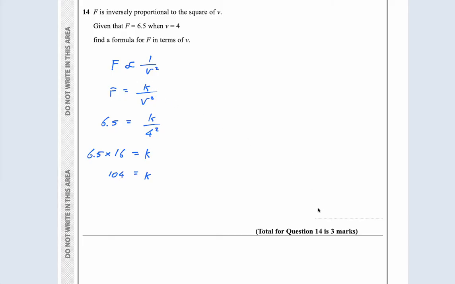But I have to write down the final answer. The formula for F in terms of v is F equals k over v squared, but now I know k, it's 104. 104 over v squared.